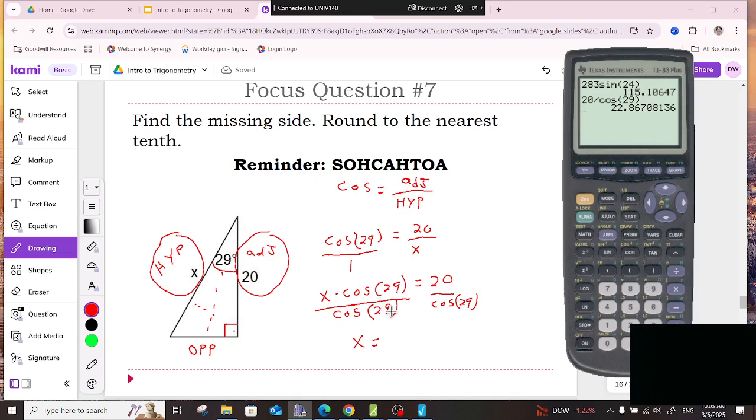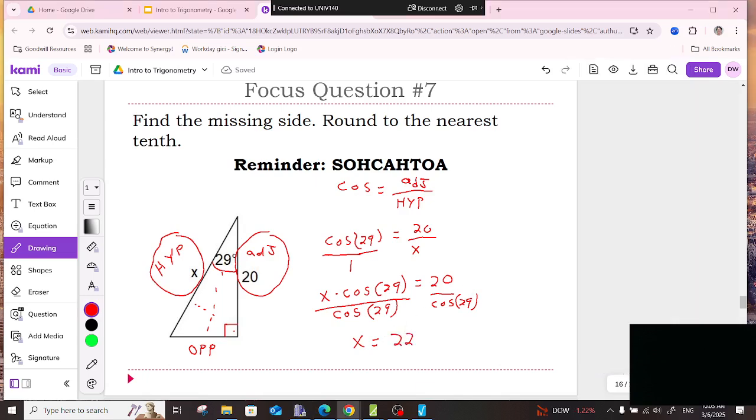Which, what would I round that to? 22 point, is it going to be 8 or 9? 9. So right here has the 8. Behind it is a 6. 6 is bigger than 5 because it's 5, 6, 7, 8, or 9. This gets bumped up. So this should be 22.9.